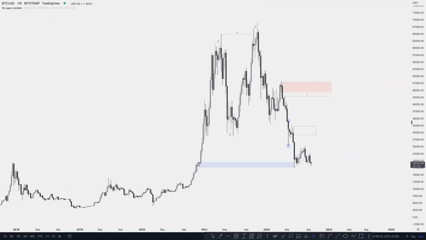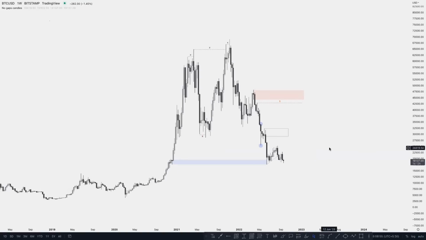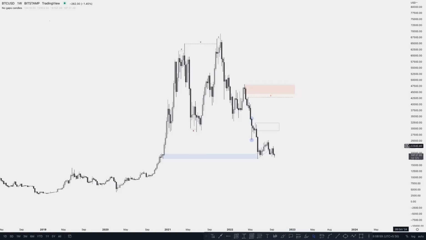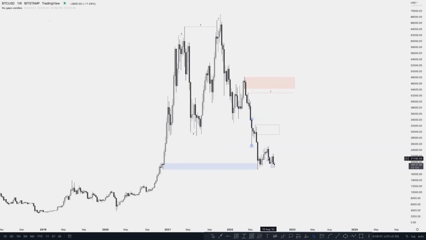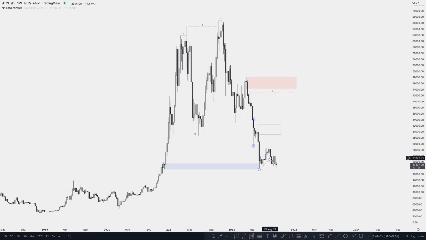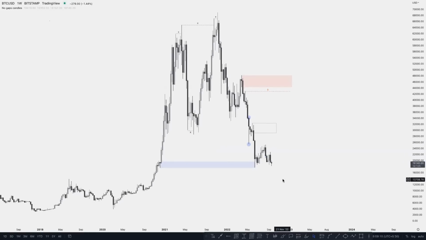Okay, so in the Bitcoin chart, as you know, market structure is still the same. There is no structure change in the higher time frame. Market taps here and is trying to go higher, and this can be possible.